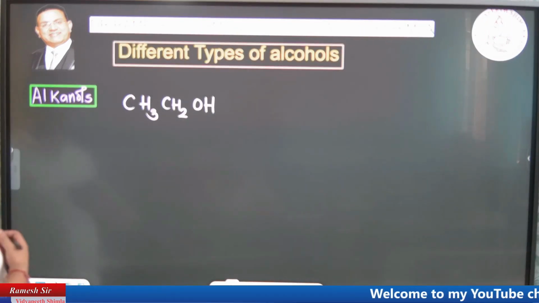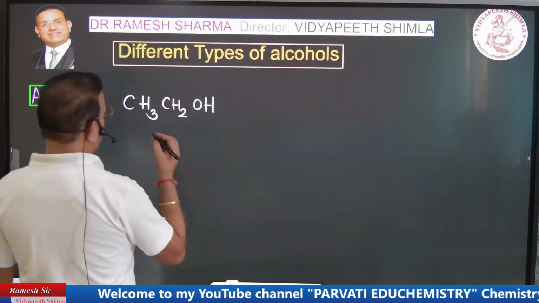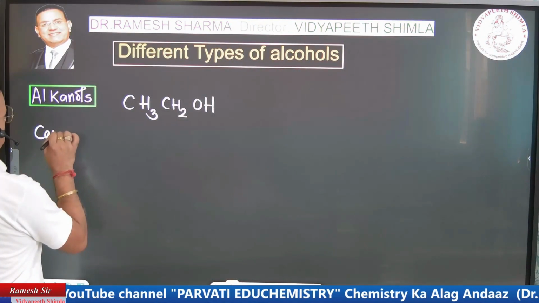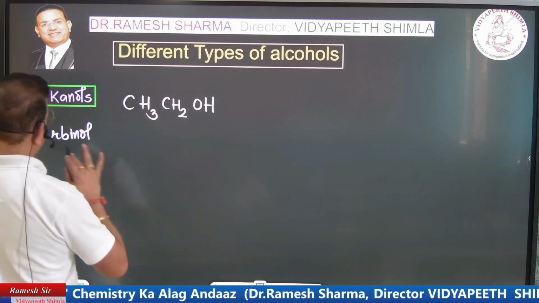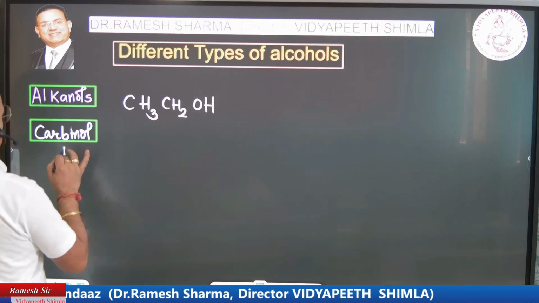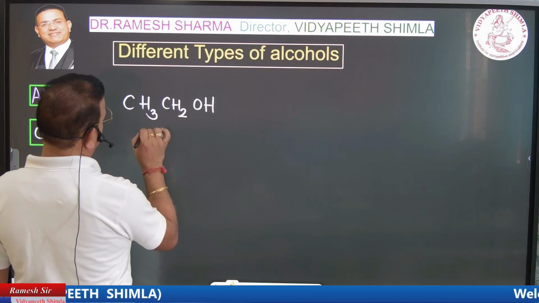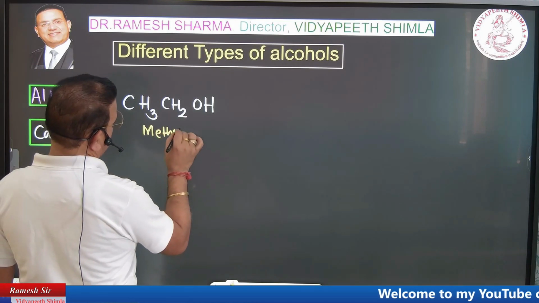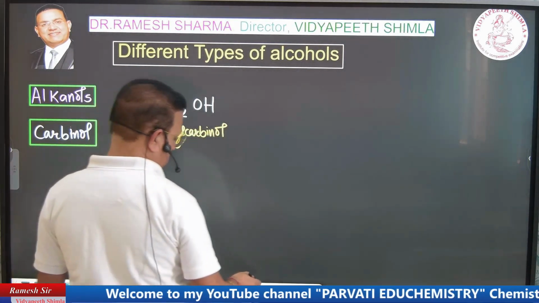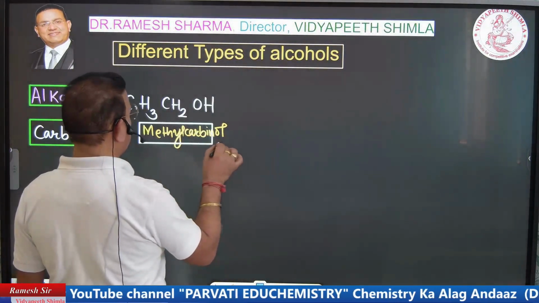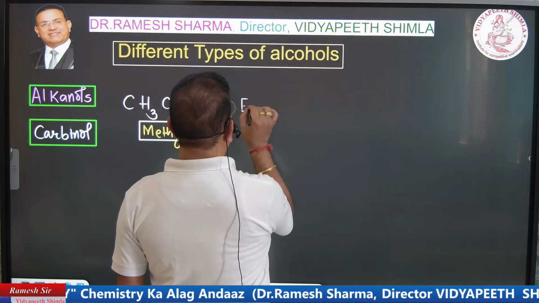As we have, the IUPAC name is ethanol, but there is one more nomenclature for these compounds, and we used to call them carbinol. So I should say, either this is methyl carbinol or this is called ethanol. The IUPAC name is ethanol.